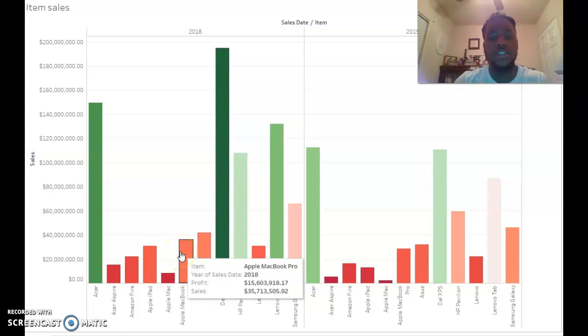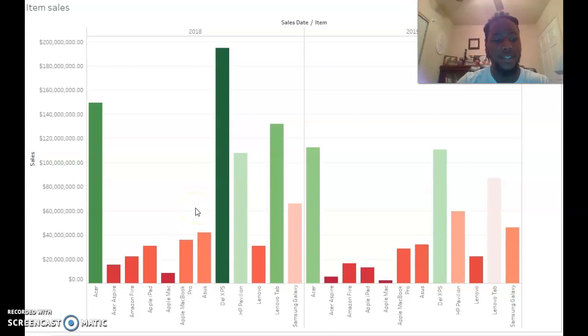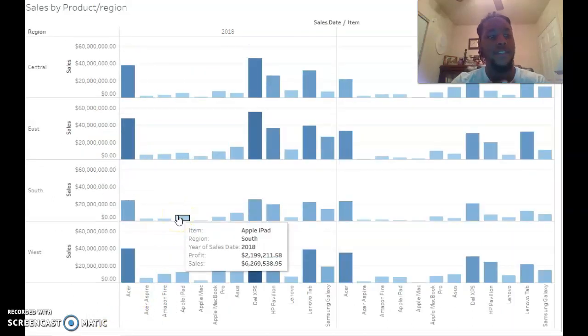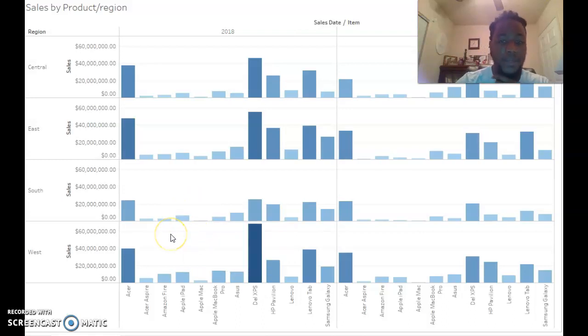So in order to try and find where the lag in sales is, I decided to break it up and see where everything is selling by their region. So once I broke it up, I have the central area, the east, the south, and the west. Based on my observations, it looked like the south was where the sales were the least. As you can see, not many were breaking the 10 million mark. They're all kind of below.